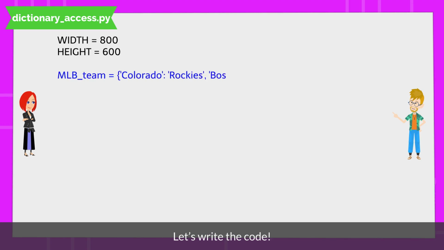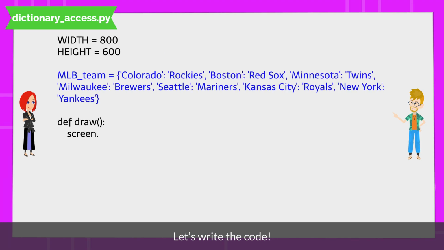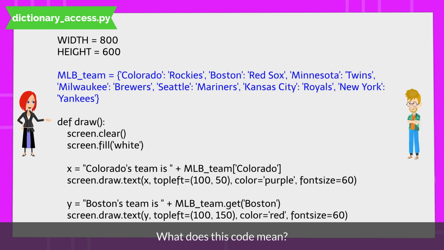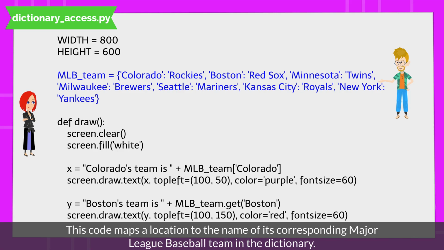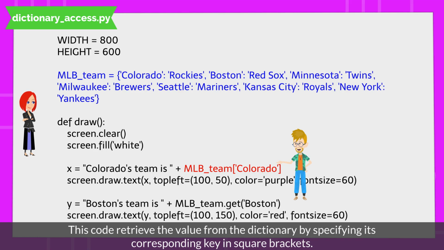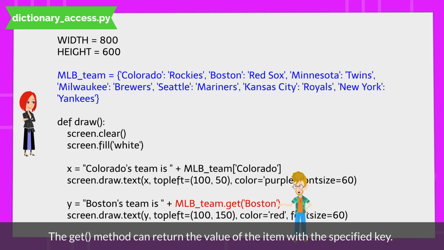Let's write the code. What does this code mean? This code maps a location to the name of its corresponding Major League Baseball team in the dictionary. This code retrieves the value of the dictionary by specifying its corresponding key in square brackets. The get method can return the value of the item with the specified key.